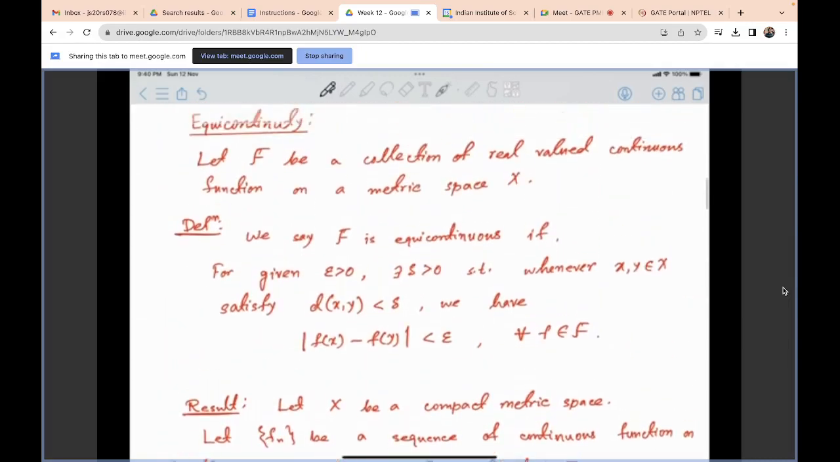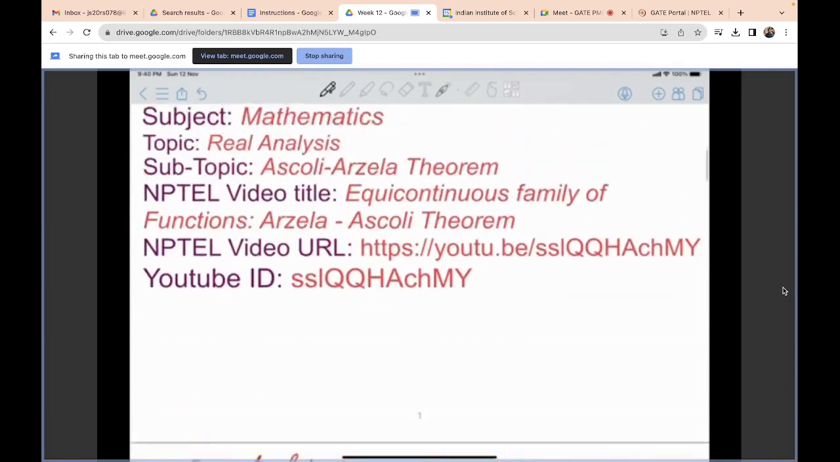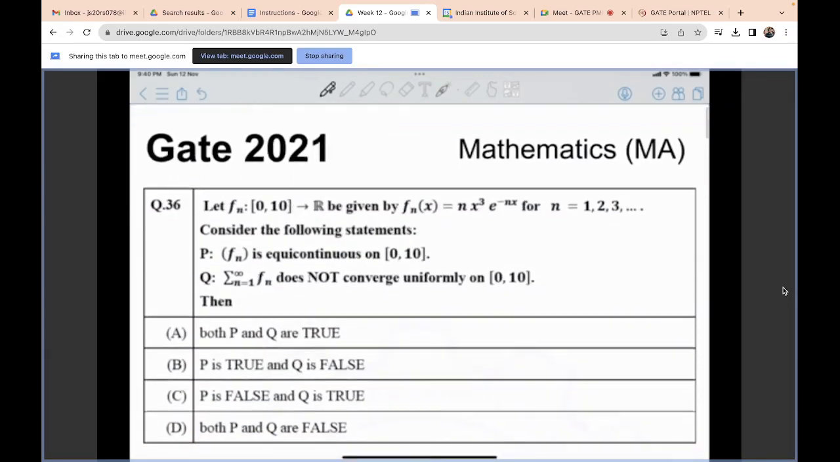Okay, so now we'll use this result to prove what we have to prove, that fn is equicontinuous on 0 to 10.